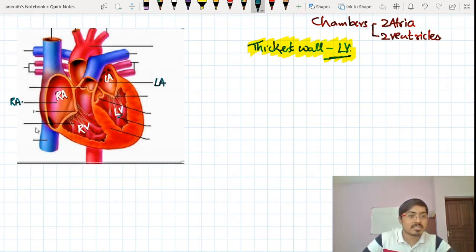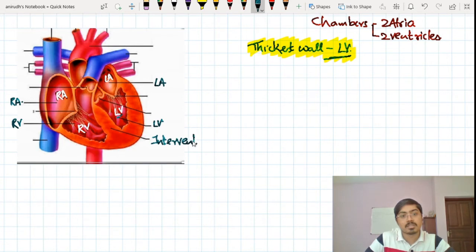So this is my right ventricle and this is my left ventricle. Now come the points that we are supposed to know. This one is separating the ventricles. I have a right ventricle, I have a left ventricle, and I have a septum. This is called the interventricular septum.